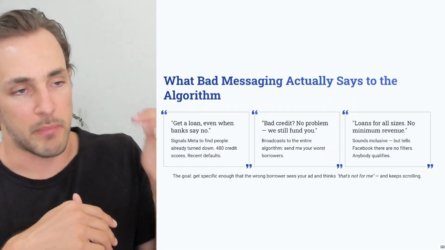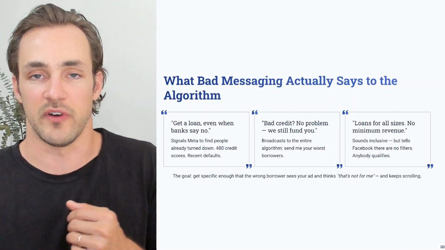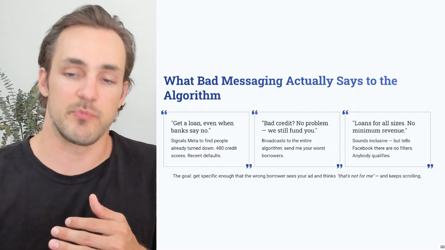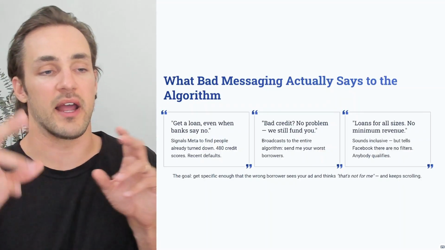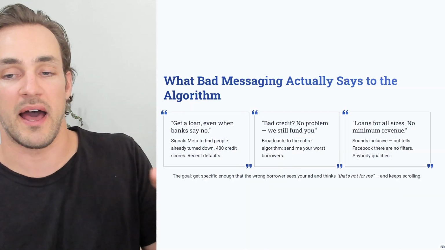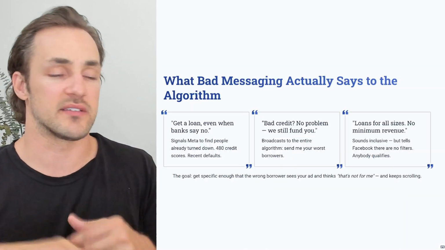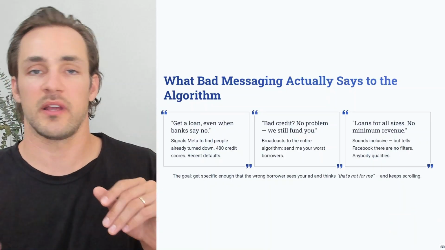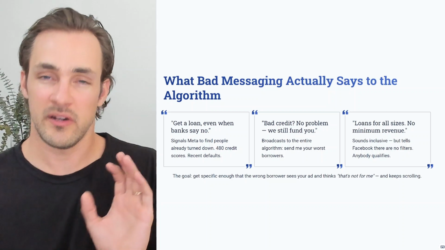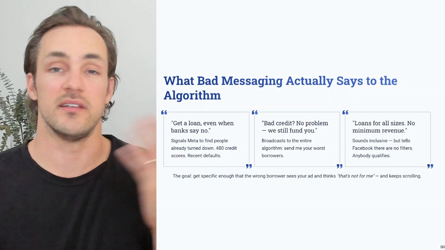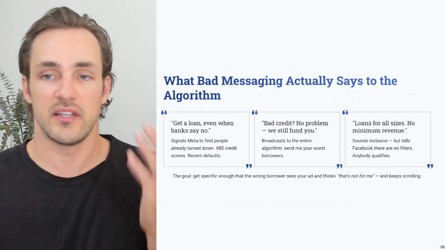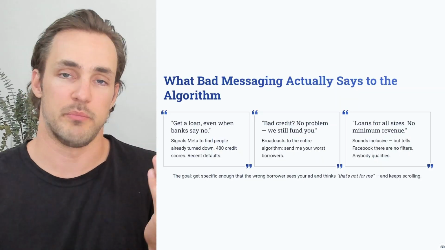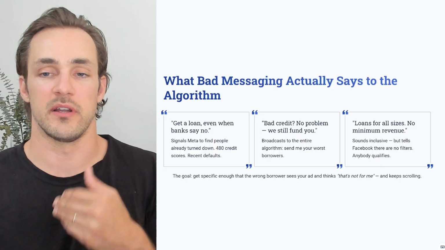Example 2, bad credit, no problem. We still fund you. The same issue. You're just broadcasting to the entire algorithm, hey, I'm looking for more people with bad credit. And basically what you're saying to Meta is, hey, send me those people, bad credit is fine. It's telling Facebook, hey, bad credit doesn't matter to me. Continue to send them to me. Meta sees that as a signal, and it's going to continue to send you people who have bad credit. Meta is very efficient in doing this.